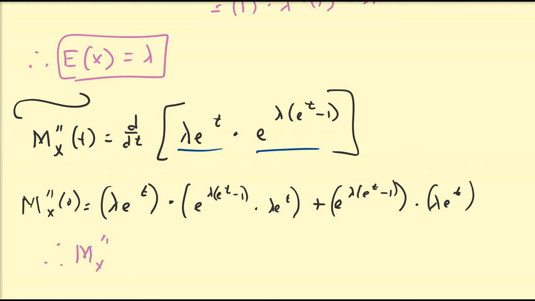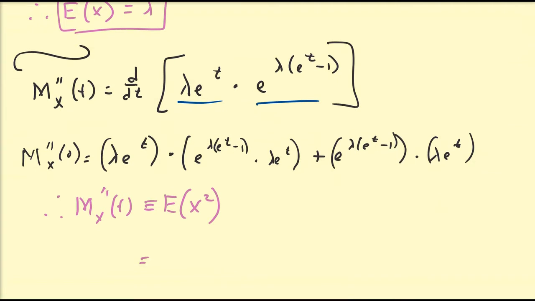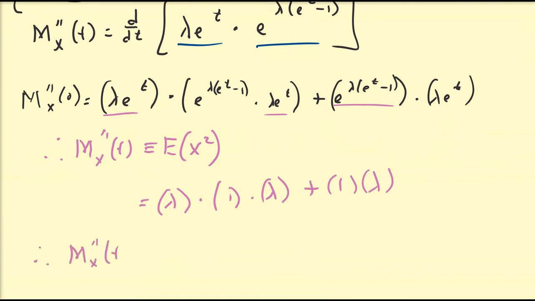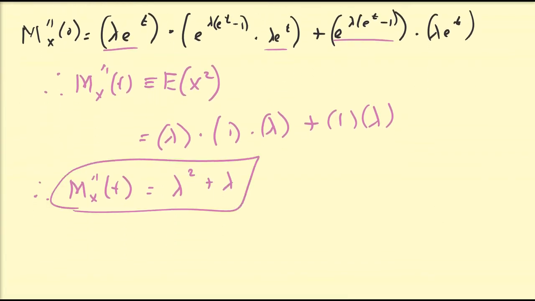So M double prime of t at 0, which is equal to the second moment of the Poisson random variable, is what? e to the 0 is 1, so we have lambda times 1, which is lambda, times: e to the t goes to 1, 1 minus 1 is 0, 0 times lambda is 0, e to the 0 is 1. And then times lambda e to the t goes to 1, so times lambda again. Plus: again that goes to 0, that goes to 0, that goes to 1, and that goes to 0 times lambda, which is lambda. So the second derivative of the moment generating function at 0 is lambda squared plus lambda. This is the second moment of the Poisson random variable.